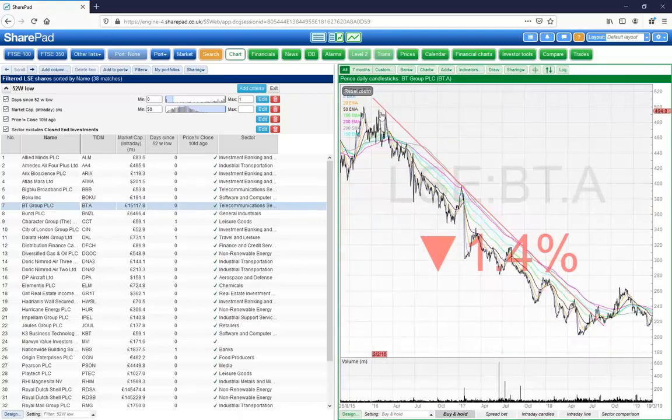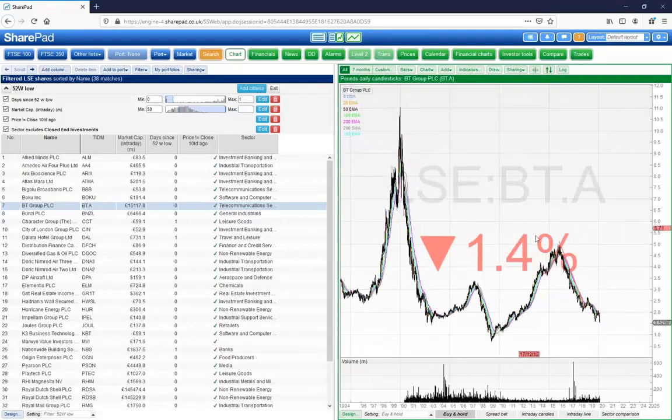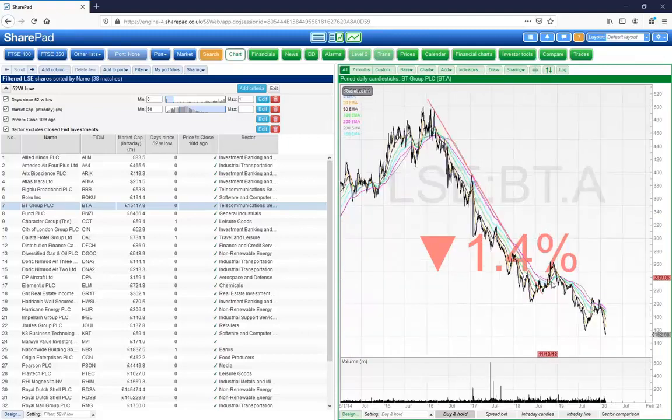So we can see I've already drawn a trend line on BT here. It did break out of it, and it's ended up falling right back through it. I would not want to be long BT. I don't know the fundamentals of the stock, but when you look at this chart, it's going down, and I just don't really want to hold losing stocks.